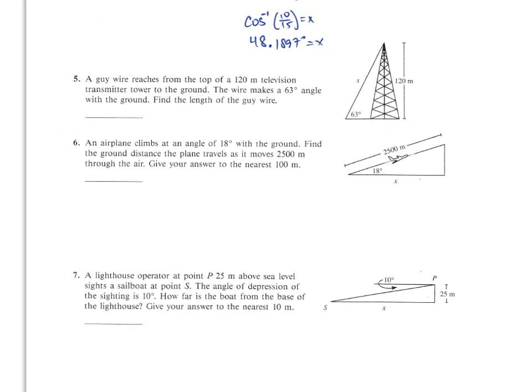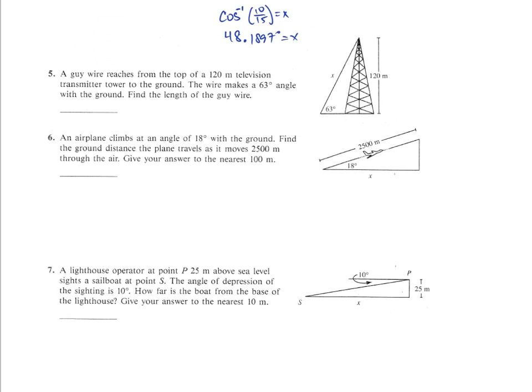We have a few more problems here. A guy wire reaches the top of a 120 meter television transmitter. The wire makes a 63-degree angle with the ground. Find the length of the guy wire.